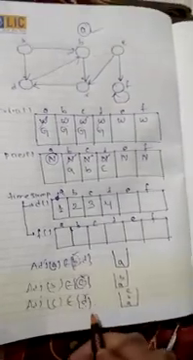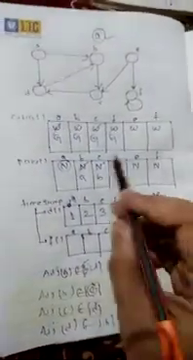Okay. Next, consider D. What is the adjacent of the D? D is B. But see, what is the color of the B? B is gray. That means B is already discovered. That means no need to proceed. B is already discovered.